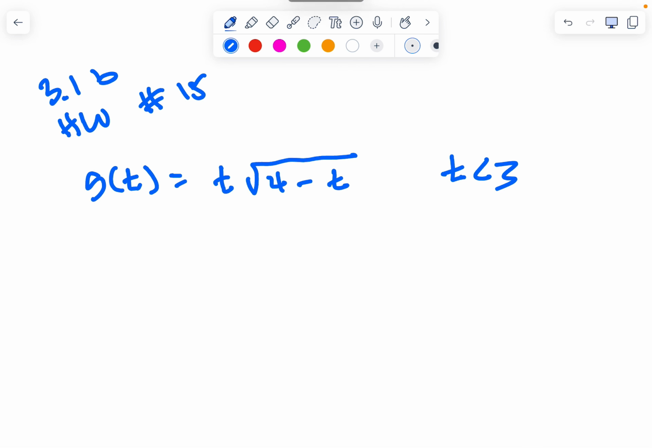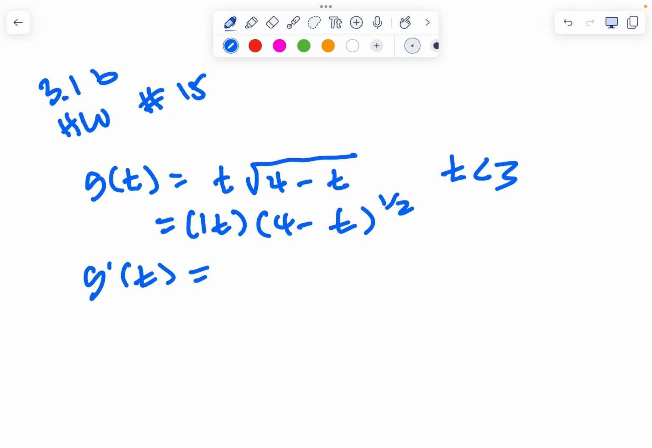As the whole component to the 1/2, right? So let's go ahead and rewrite it. Let's put 1t just because, and then we have 4 minus t to the 1/2. And then let's go ahead and derive. So we have g prime of t.